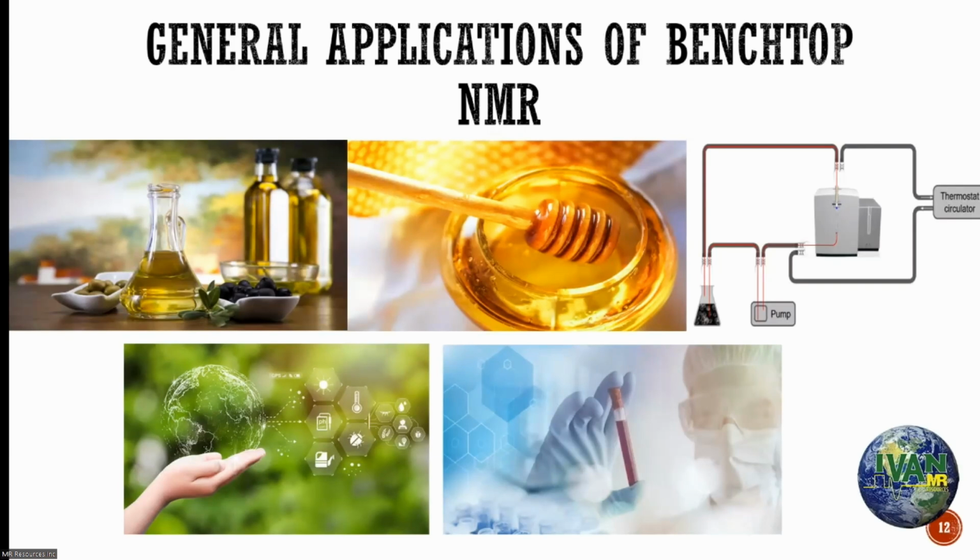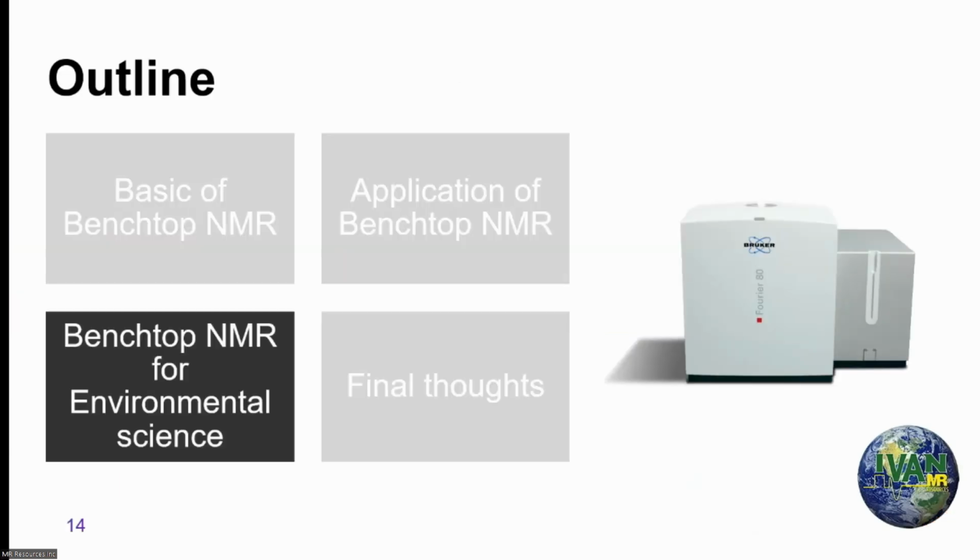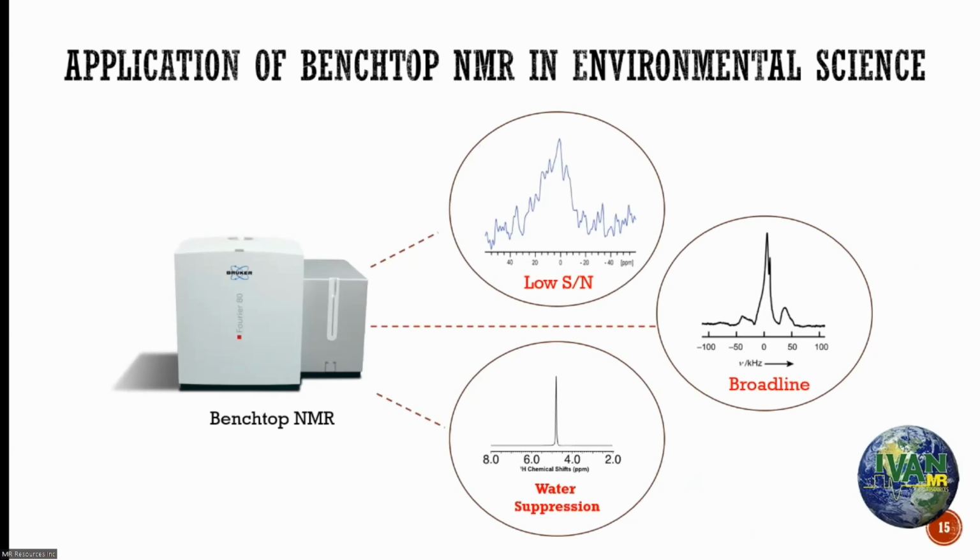And of course, for today's talk, we're going to focus a little bit more on the application of this Benchtop NMR in this domain, that is, environmental science. In order for us to really apply this Benchtop NMR for environmental science, we have to overcome these three limitations. Number one is low signal to noise. Just like any NMR spectroscopist, we always face that. But for Benchtop NMR, it's a particular problem because the magnetic field is really low.